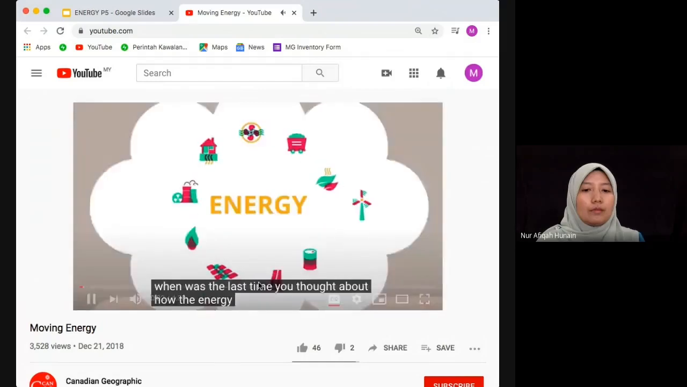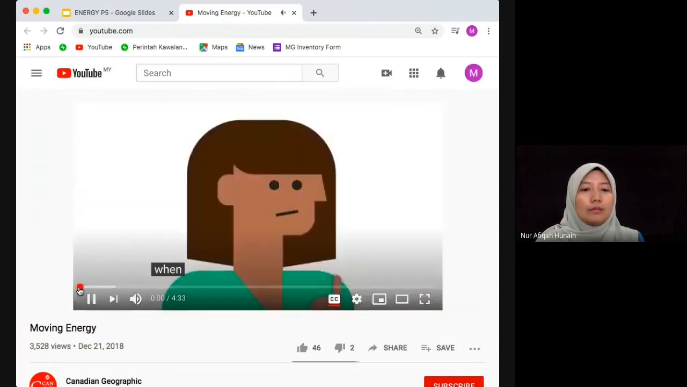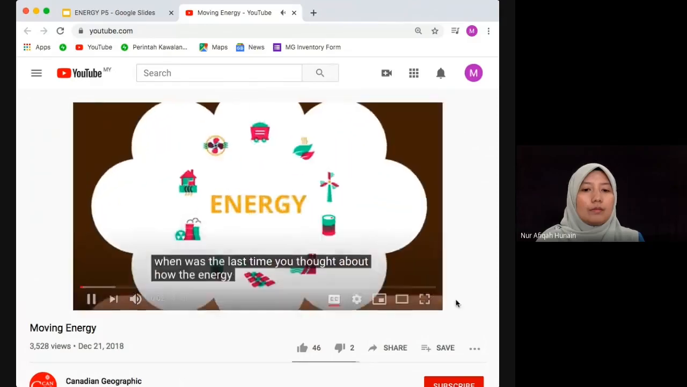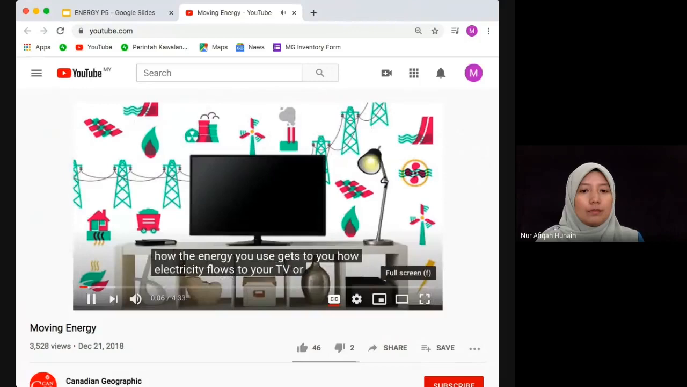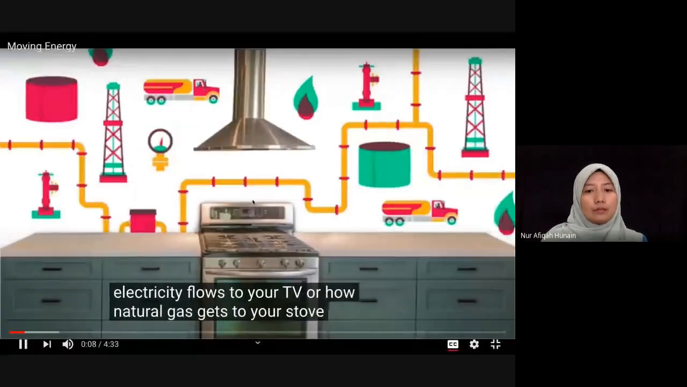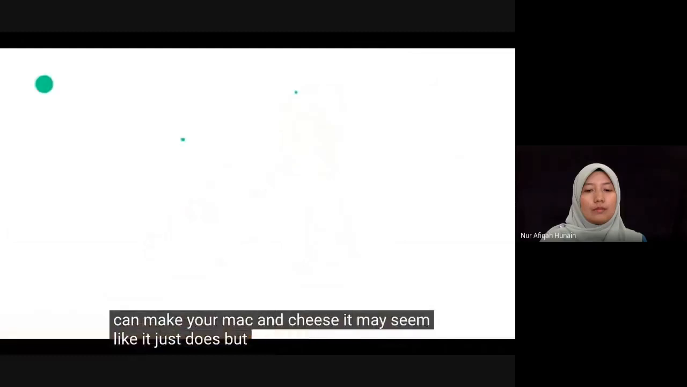A closer look at how we move all our energy around, and how the energy you use gets to you. When was the last time you thought about how the energy you use gets to you? How electricity flows to your TV? Or how natural gas gets to your stove so you can make your mac and cheese?